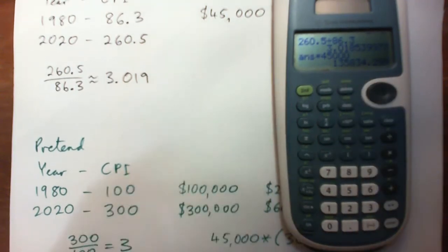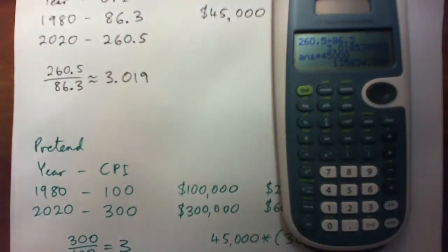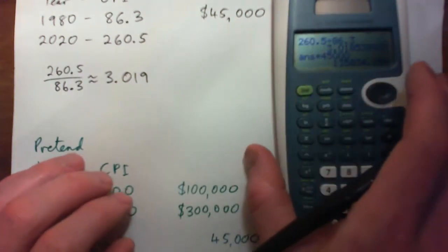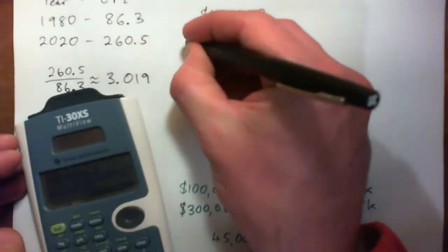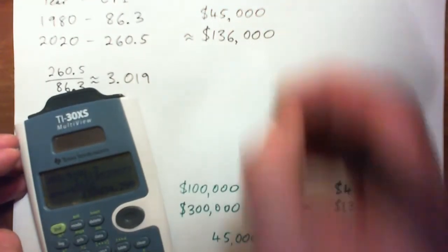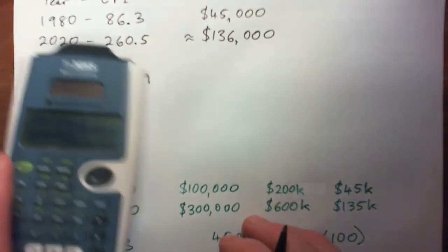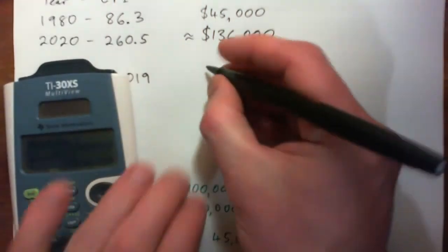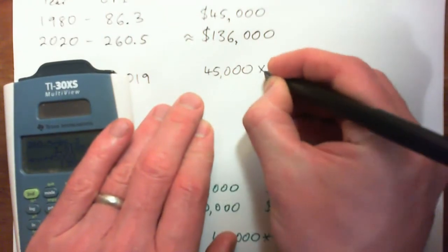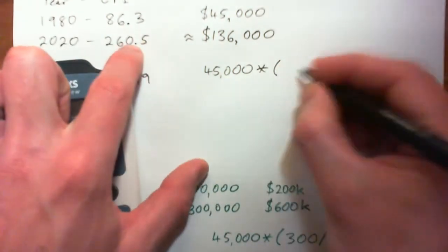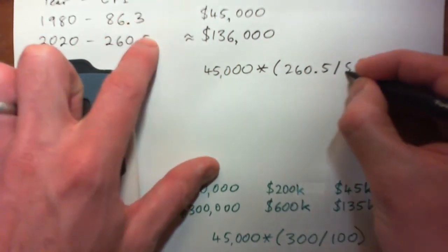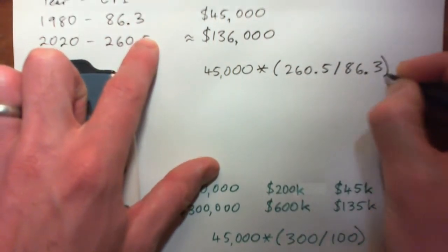135,834, and round to the nearest thousand. The question said round to the nearest thousand, didn't it? So we're going to round that to 136,000. Okay. So anyway, the formula is you take your 45,000 and multiply by this number over this number. And that makes sense, doesn't it?